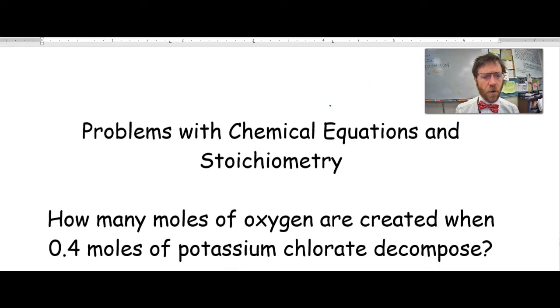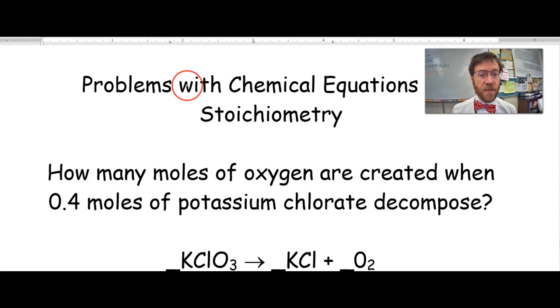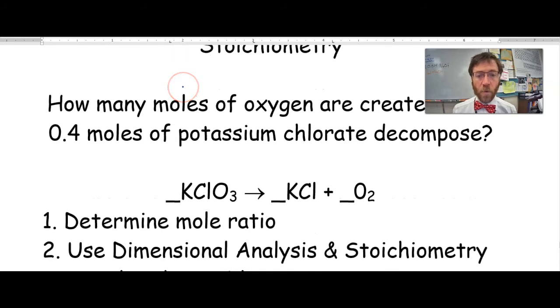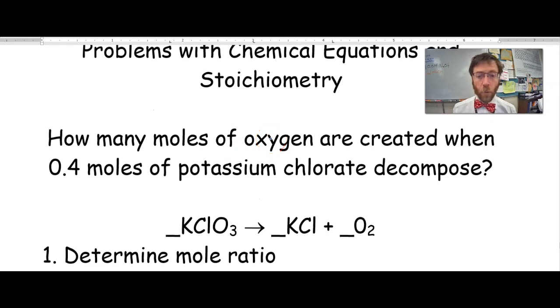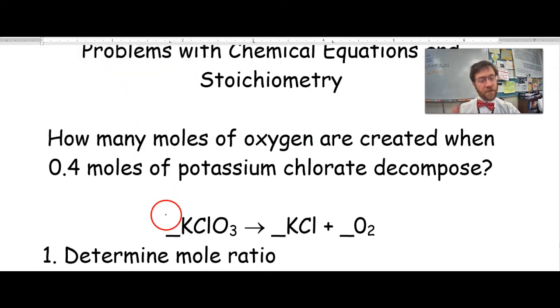Awesome. So here are some basic questions that we'll start with. Some basic problems using stoichiometry. So here's what it looks like. How many moles of oxygen are created when 0.4 moles of potassium chlorate decompose? Let's get a different color. I'm going to go with purple for right now. So the first thing we have to do is balance this chemical equation. 1 potassium, 1 potassium, 1 chlorine, 1 chlorine, 3 oxygens, 2 oxygens. So the least common multiple between the two of them is going to be 6.